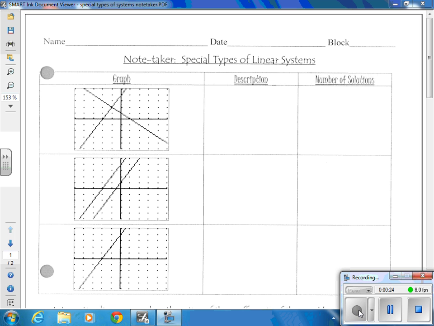Right, so there's a description column and a number of solutions column, right? And we're going to take a look at the picture that goes along with each one. Your first graph shows you two lines that cross each other at one point, which is a lot like the ones we've been doing in class, where that one point of intersection is the answer. So for the number of solutions, there is exactly one. And that one solution is always an ordered pair.